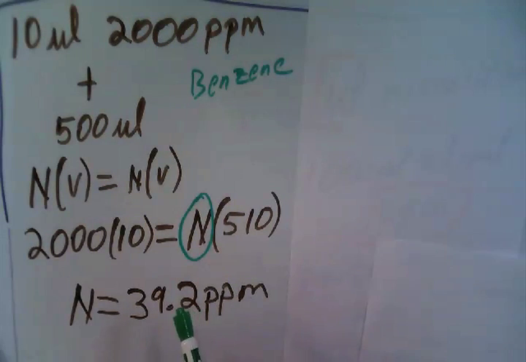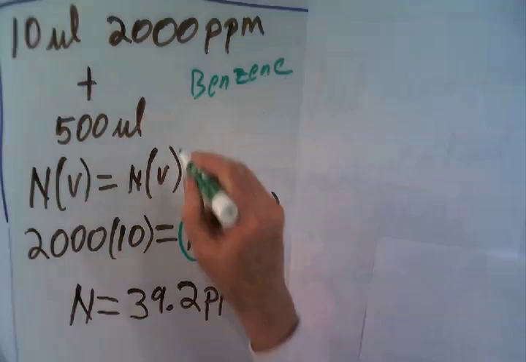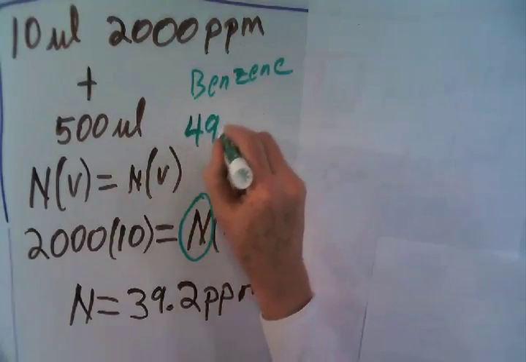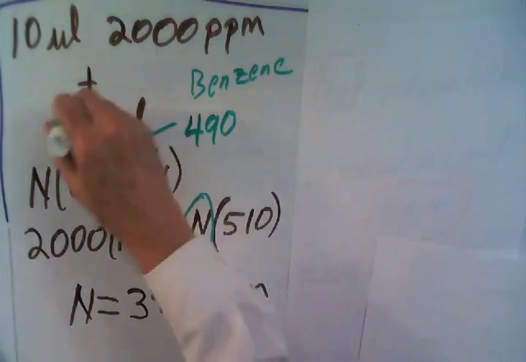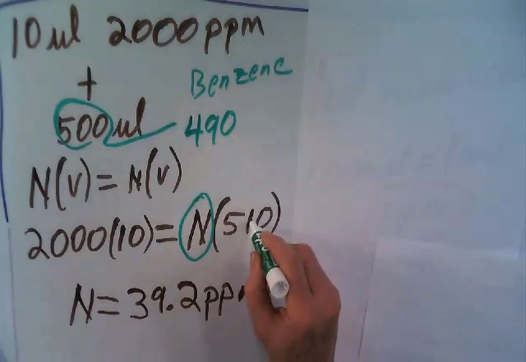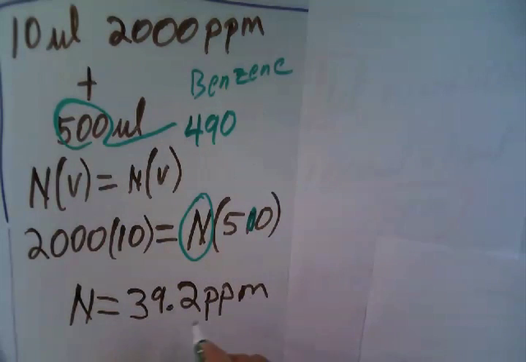If the analyst wanted 40 parts per million, you'd have to run this as plus 490 instead of 500. And then that would make this a 500, and that would make this 40. My image of this is for an internal standard, and as an internal standard, you don't really care what the concentration is. And 500 microliters is a little easier to deal with than 490.